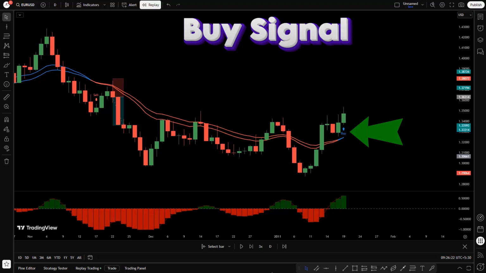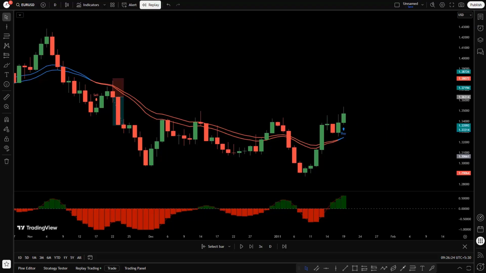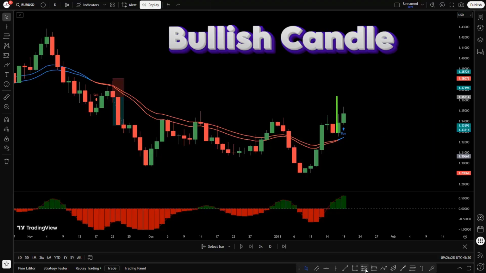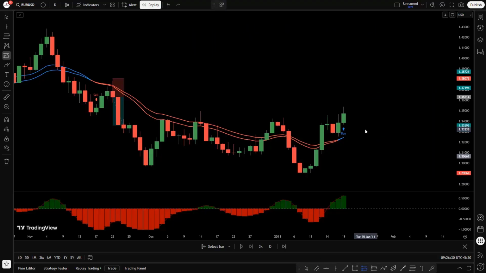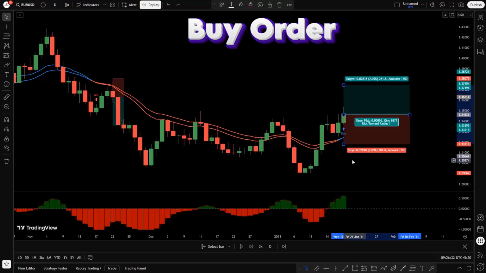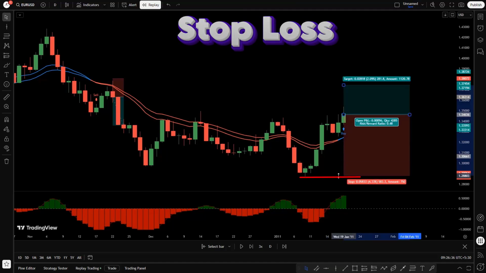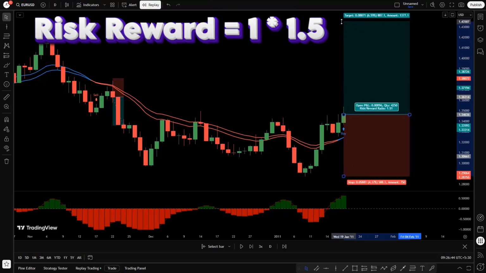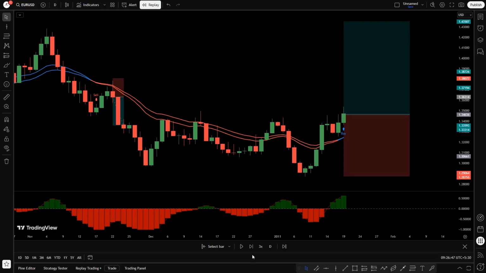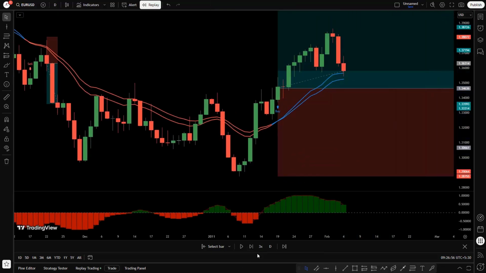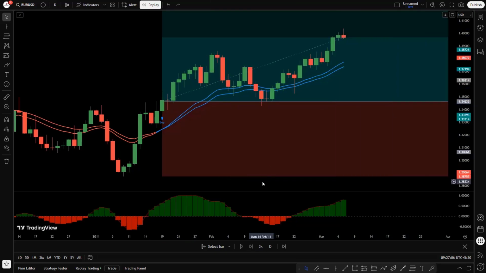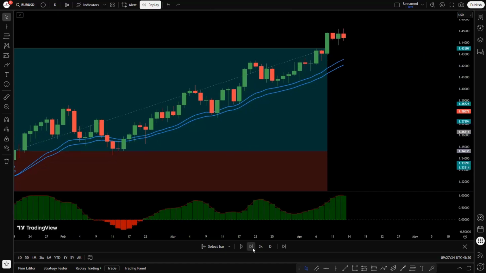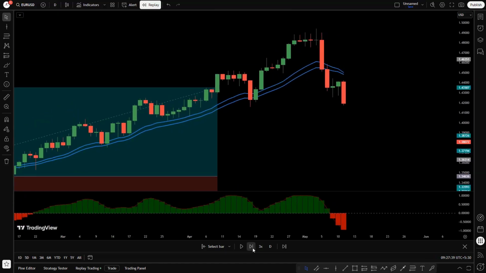Let's find the next trade. When the Trend Finding EMA indicator gave a buy signal, the Ehlers Universal Oscillator indicator formed a green histogram, and the market formed a bullish candle, so if all these conditions are met, we should place a buy order. Our stop loss should be placed at the previous low of the market. The risk-reward ratio will be 1 to 1.5. Let's see what happens with our trade. We won the trade. I hope you enjoyed this trading strategy.